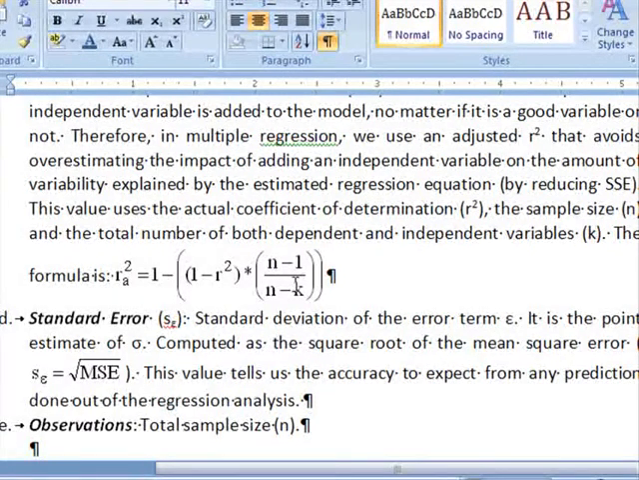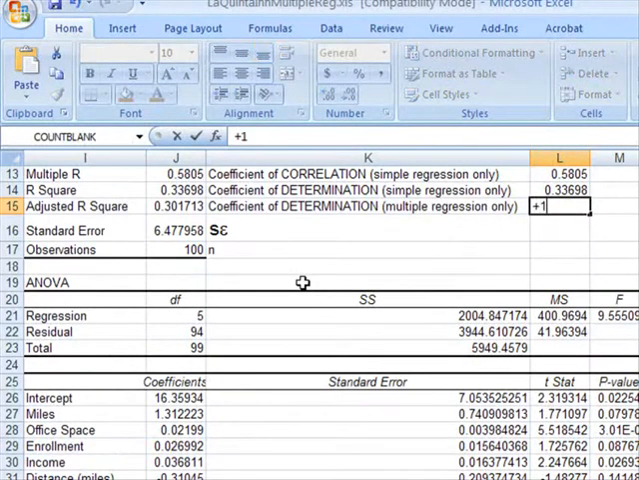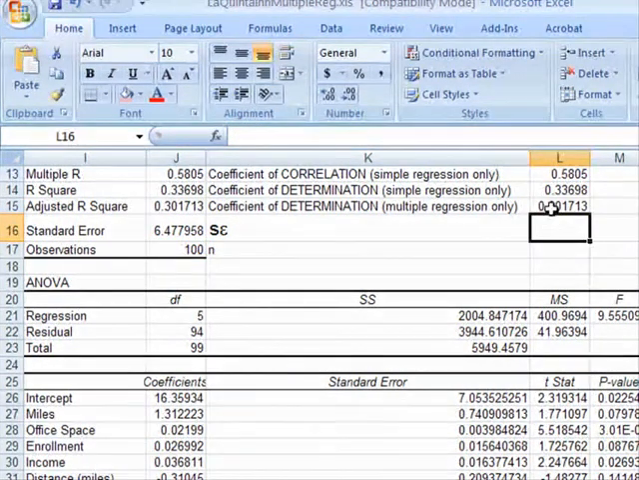K is the number of variables. We have, well, how many? We have 5 independent plus 1 dependent. We have 6 variables. We have a sample of 100. R squared, we just computed that. So if we follow the formula that I just put on the screen, it will be 1 minus R squared times n minus 1 divided by n minus k, 6. We do that and we obtain 0.1370.